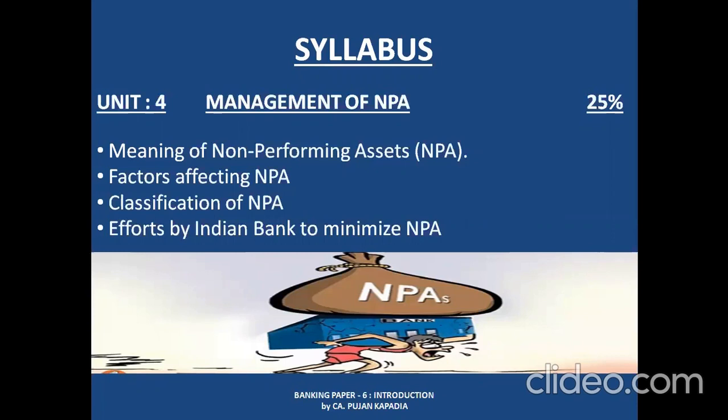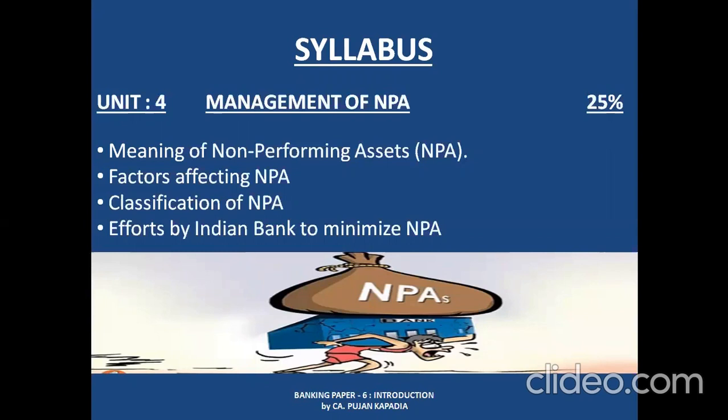The second important word is 90 days. If you are failing to pay the same amount for more than 90 days, then your account is going to be classified as a non-performing asset by the bank. The most important thing: the meaning of NPA is an overdue account for more than 90 days.